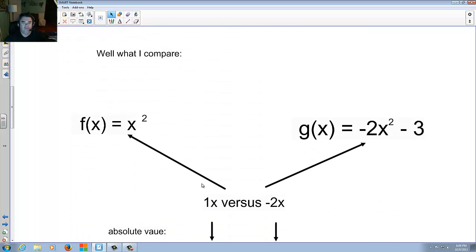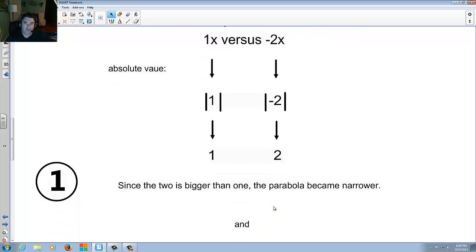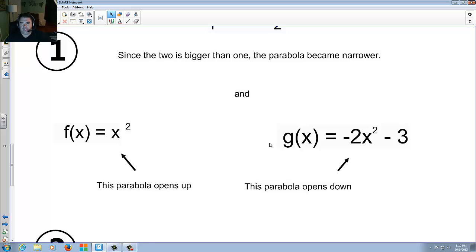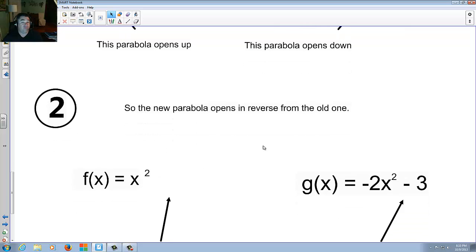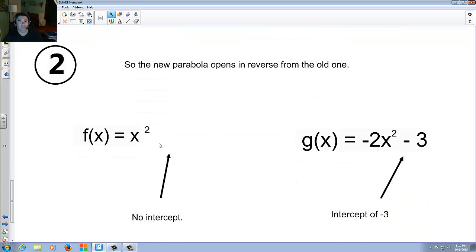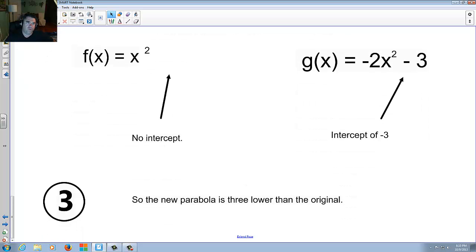Let's take a look. First of all, I compare x squared versus negative 2x squared. The absolute value shows that negative 2x squared is a sharper decrease. Since 2 is bigger than 1, the parabola becomes more narrow. Instead of opening up, it's going to open down, so the new parabola opens reverse from the old one. And finally, this one starts at 0, 0, where the new one starts 3 down, so the new parabola is 3 lower than the original.